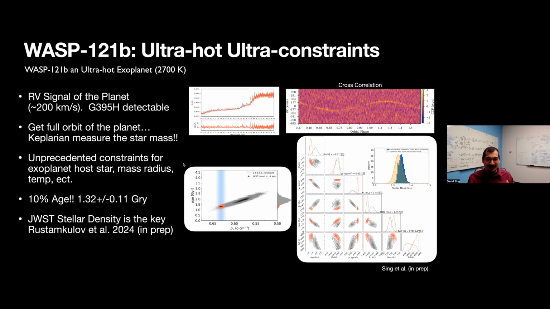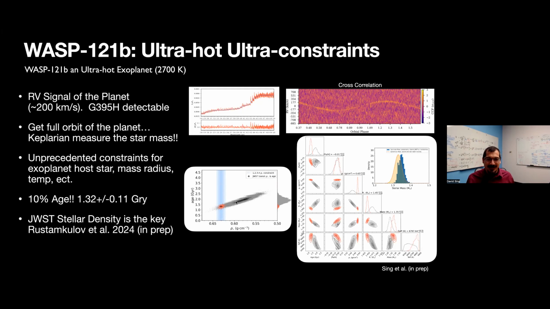So here's an example of unprecedented constraints for the host star, the mass and the radius and the temperature. So here you see the distribution. And this is something that a grad student, Zafar Rustamkulov, has been working on, is using the stellar density that you get from JWST transit measurements to really pin down the age. So you see how this works here.